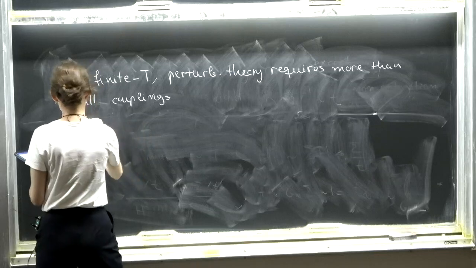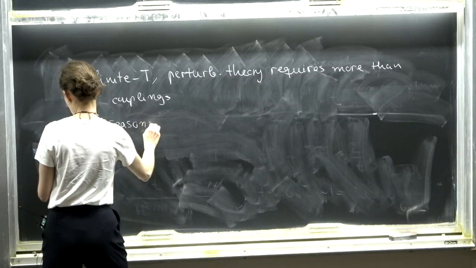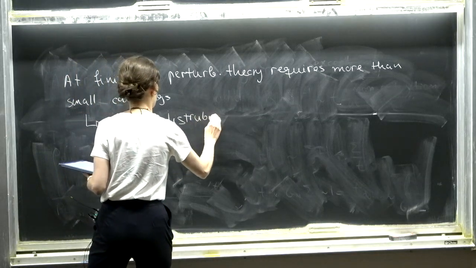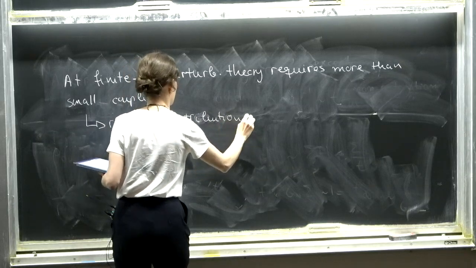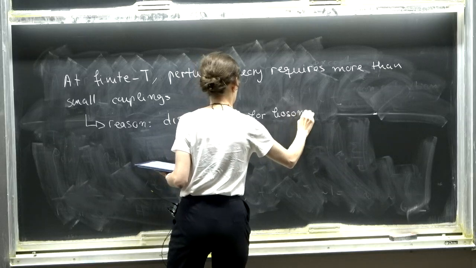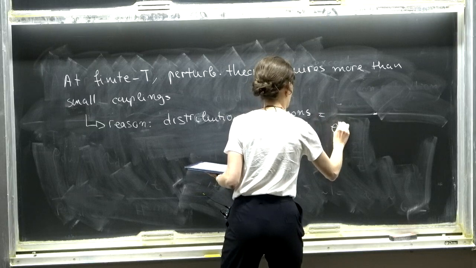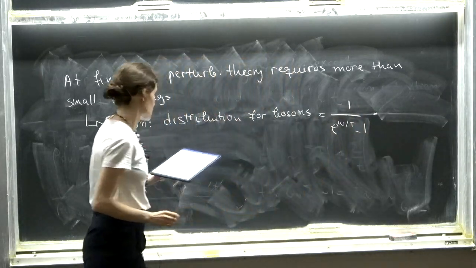Okay, and the reason is that the Bose-Einstein distribution function, the distribution for bosons, is given by, as you know, 1 over e to the omega over T minus 1.